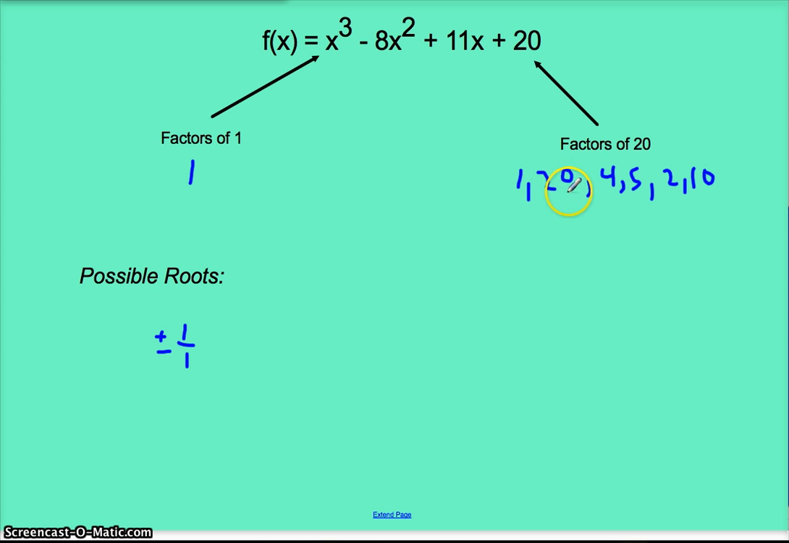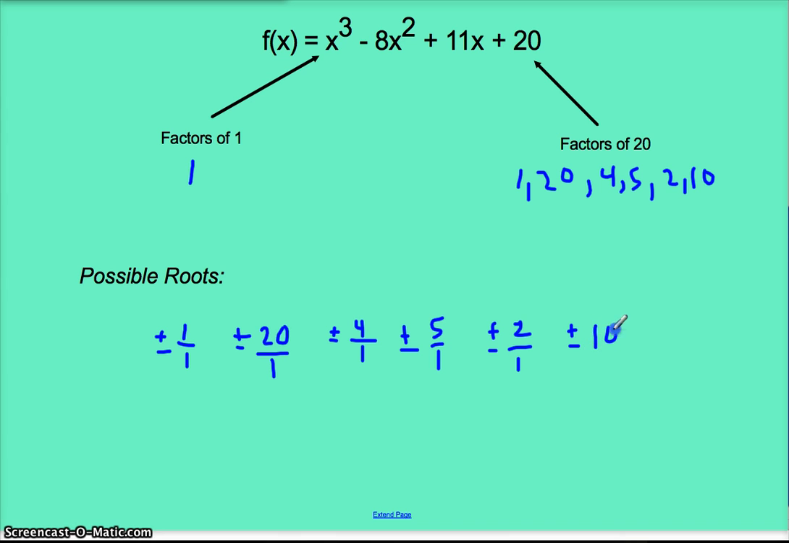My next one, I have 20, so I'm going to have plus or minus 20 over 1. Remember, I'm using the factors of the constant over the factors of the leading coefficient. Then I have plus or minus 4 over 1, and then plus or minus 5 over 1, plus or minus 2 over 1, and last but not least, plus or minus 10 over 1. Okay? So that's all I've done here, right?